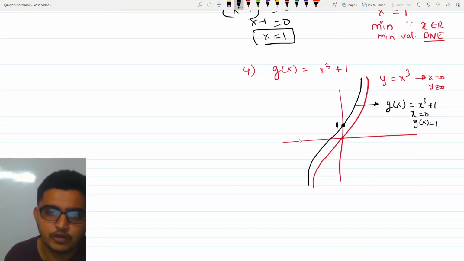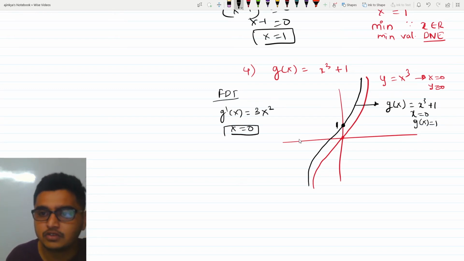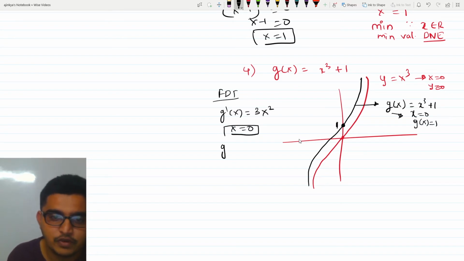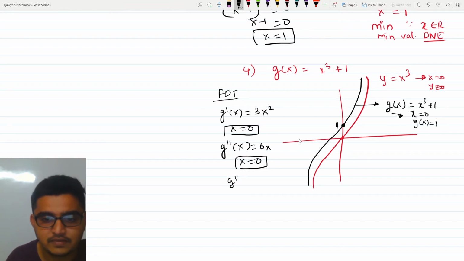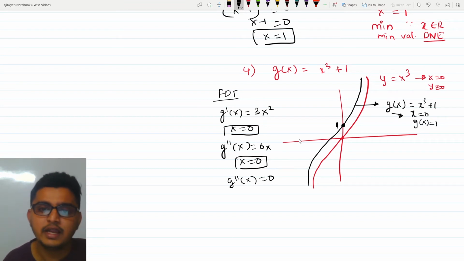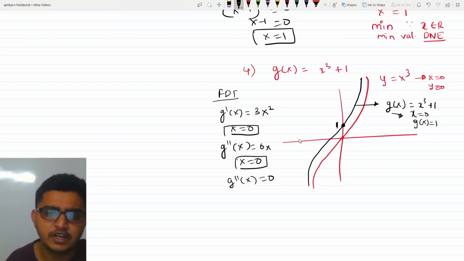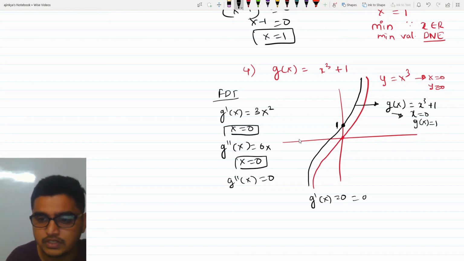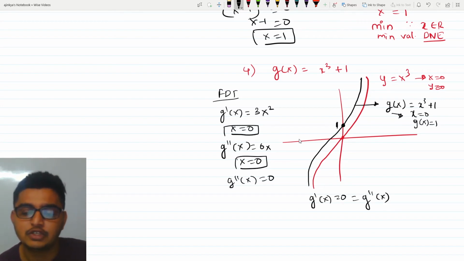But just for the sake of doing it, we'll do the first derivative test, where g dash of x is going to be 3x squared, and if you equate it to 0, you get x equals 0, right? So here is your x equals 0 again. If you take g double dash of x equals 6x, then again if you put x equals 0, you get g double dash of x equals 0, and it satisfies a specific condition over here, which is g dash of x equals 0, and g double dash of x also equals 0.